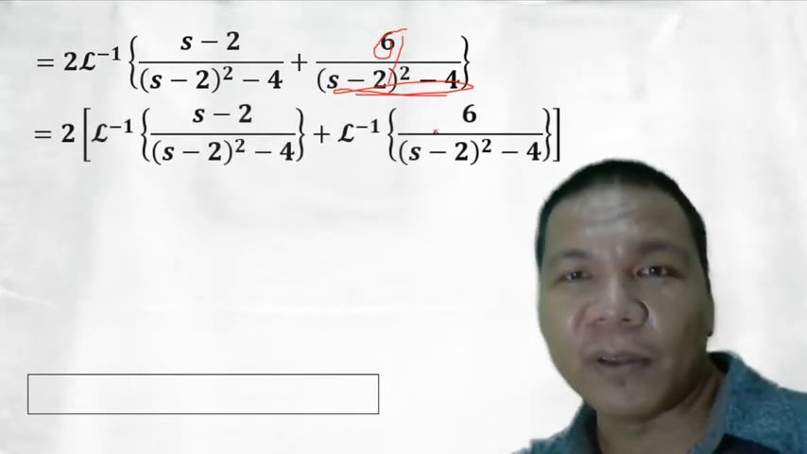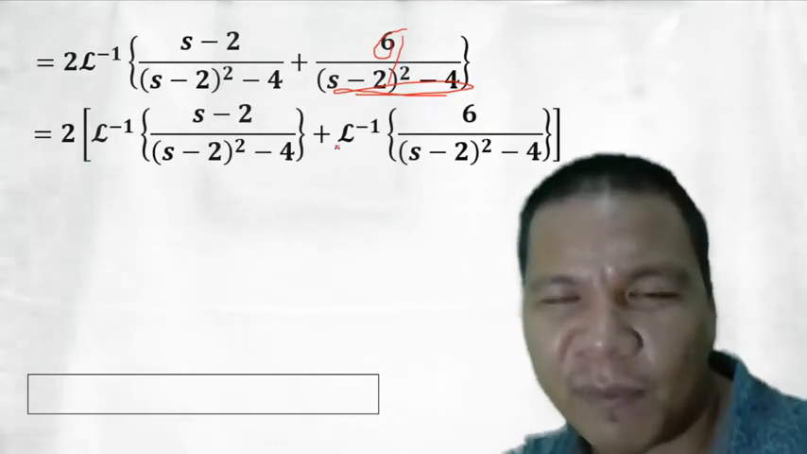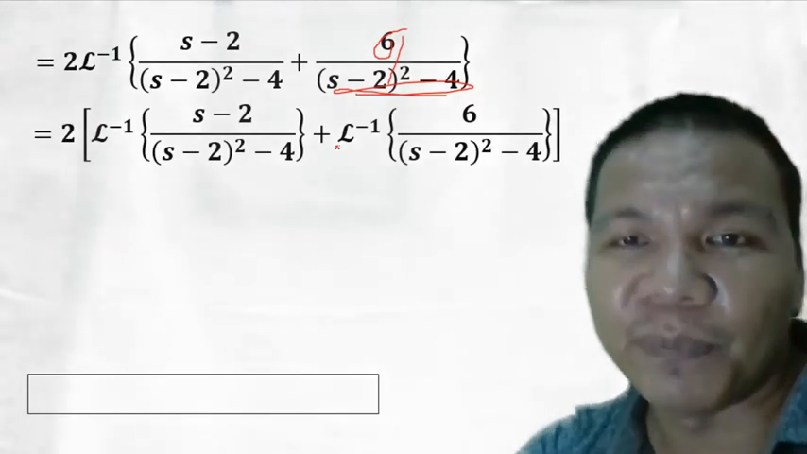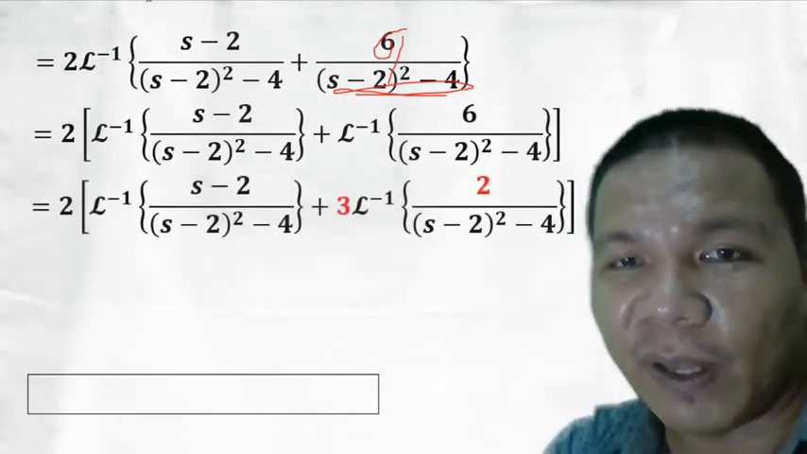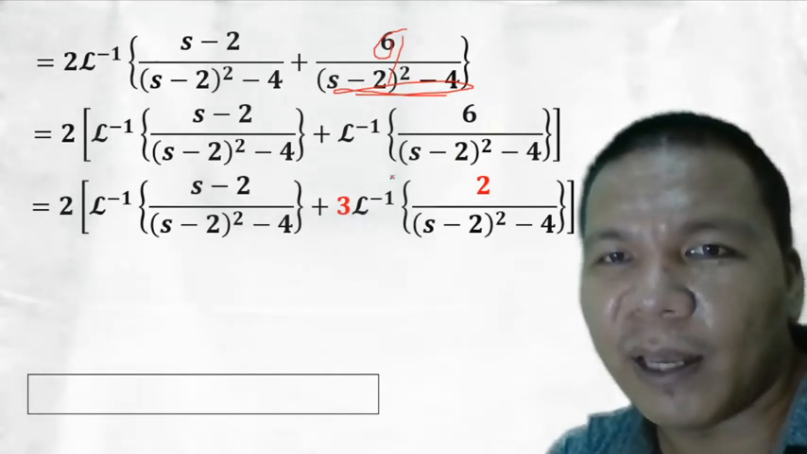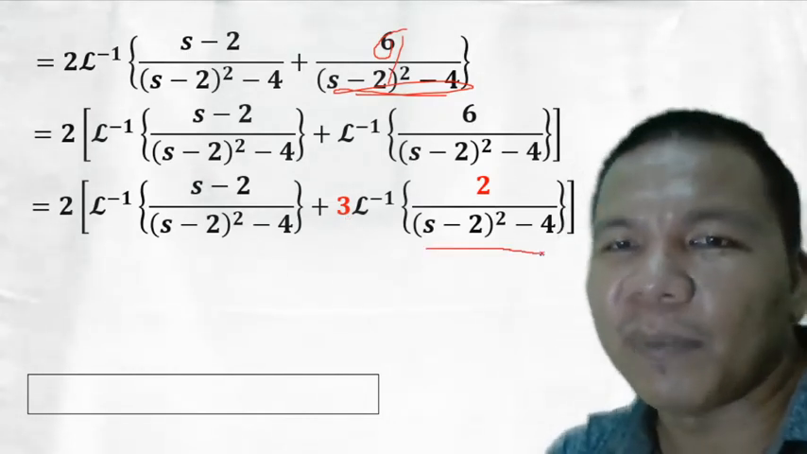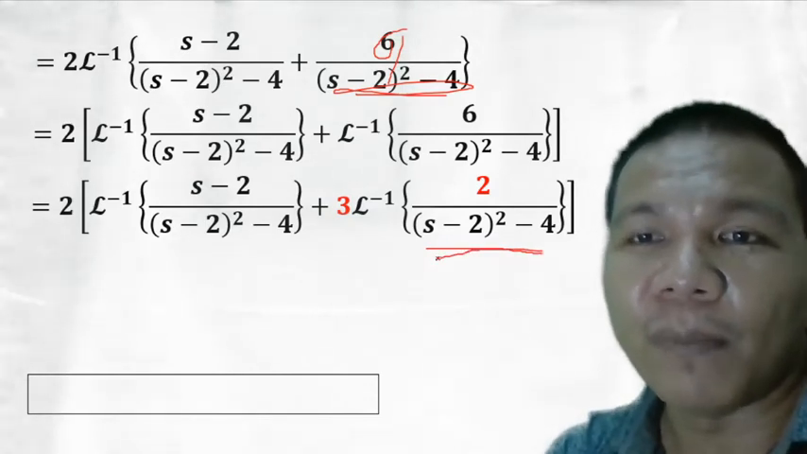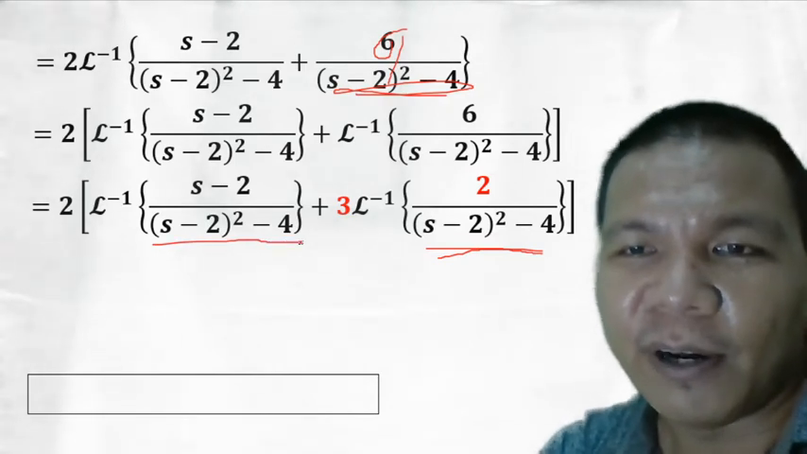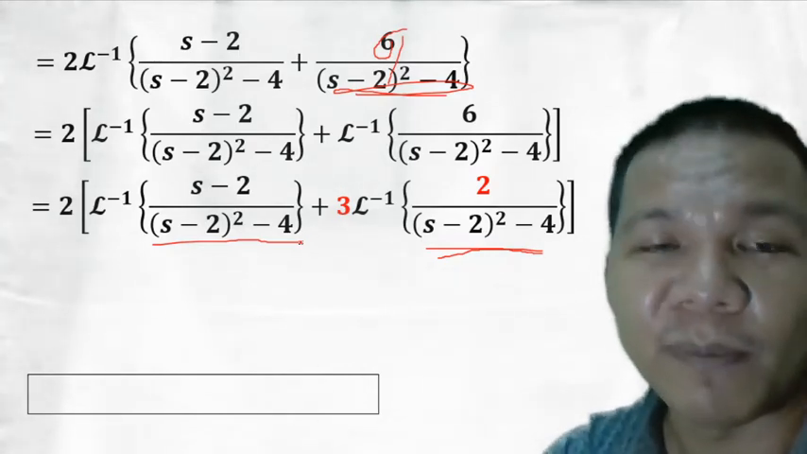So factoring out 3, take note, we distributed the inverse Laplace transform sign because we want to take the inverse Laplace transform of each term. Taking out 3 outside your inverse Laplace transform sign, I take out 3 to make this 2 so that this will become the same as in the form of your hyperbolic sine function. This is the same as in your hyperbolic function, if you can still remember your transformation table.